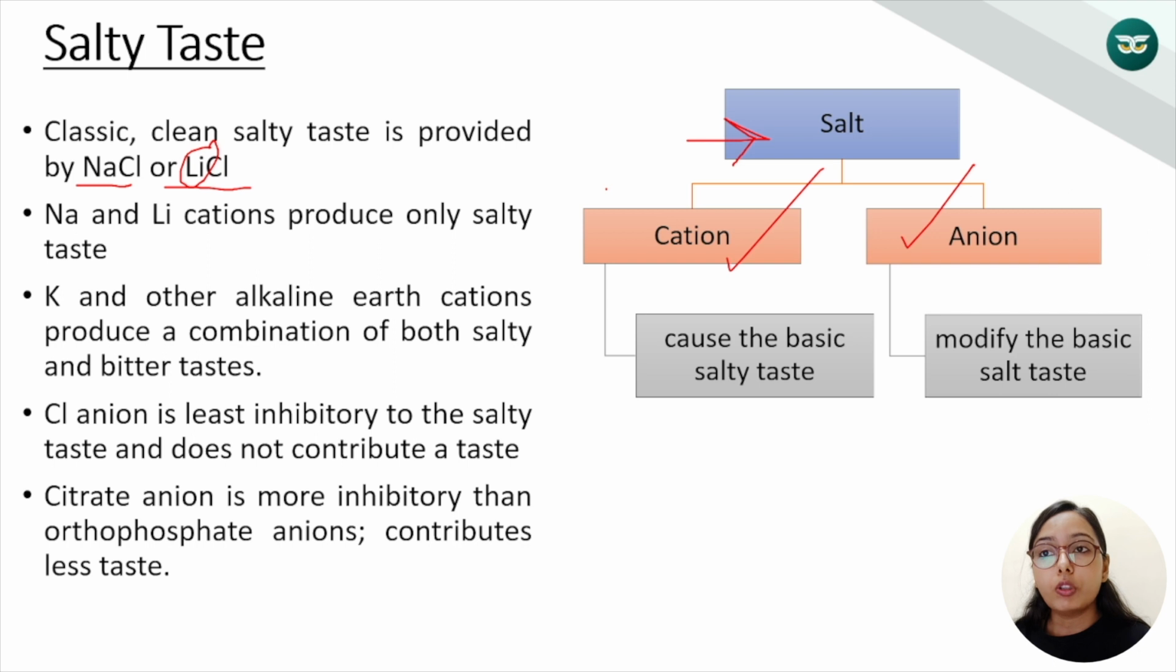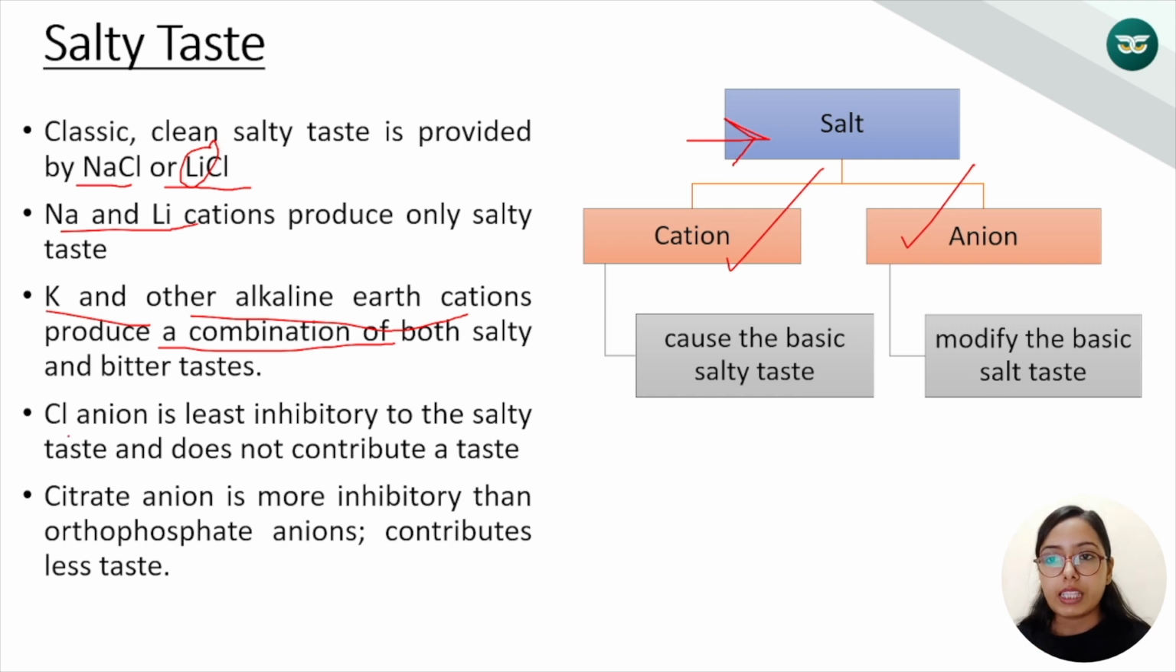Talking about cations, as we discussed, sodium and lithium are the cations which produce only the salty taste, while there are certain other cations, such as potassium and other alkaline earth cations, which produce a combination of both salty and bitter taste. Based on the type of the cation, the intensity of the salty taste is generated.